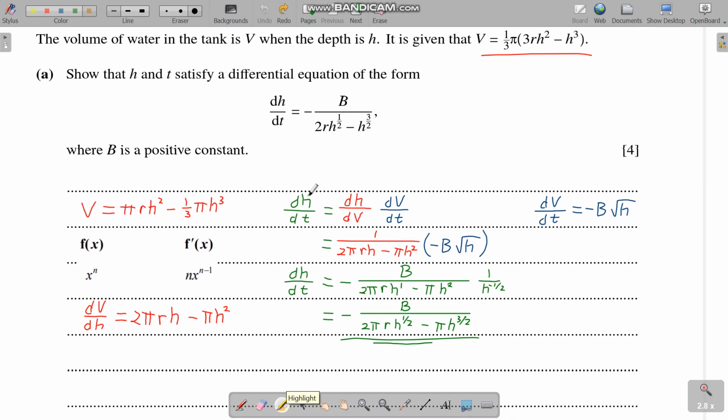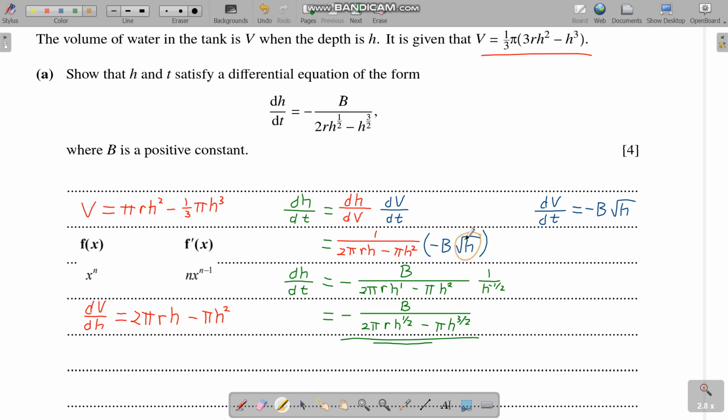We need to find dh/dt. So dh/dt is the same as dh/dV times dV/dt, because when you simplify the fractions, this is actually just dh/dt. So dh/dV is almost exactly like this, but we flip it upside down, so it's 1 over. The dV/dt is just like this. So we combine them, we get minus b over.